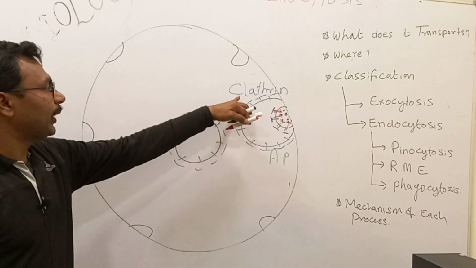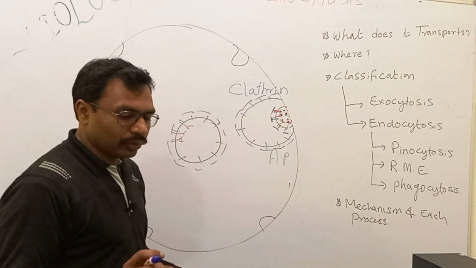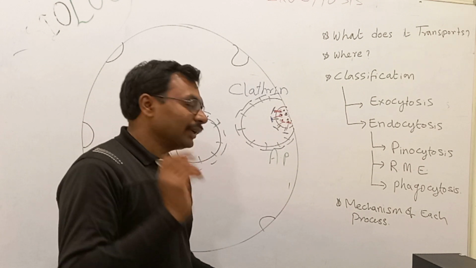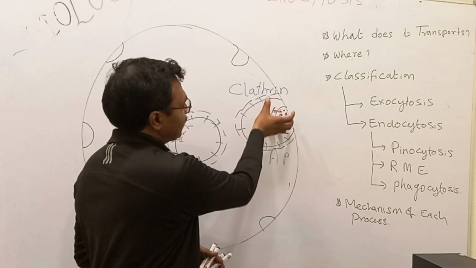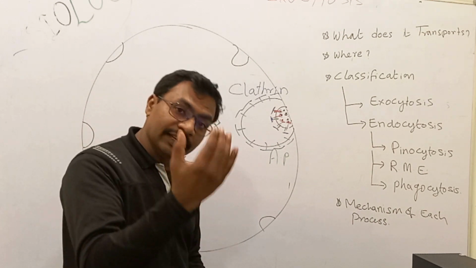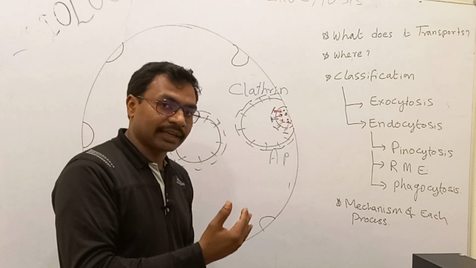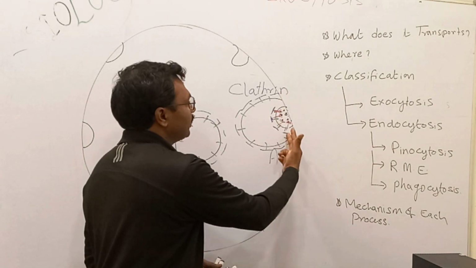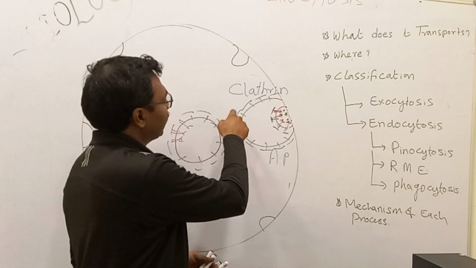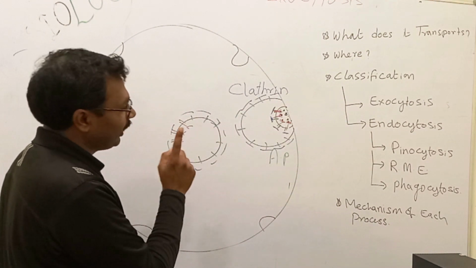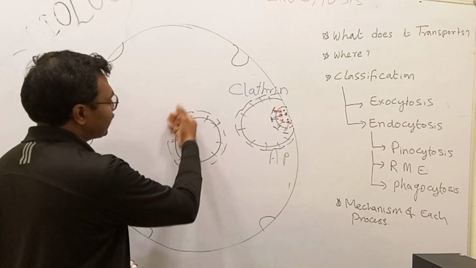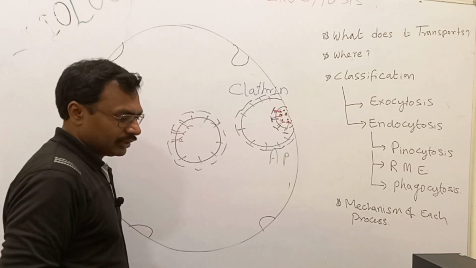Clathrin plays a very important role here. Clathrin acts as an initiator of vesicle formation, and in the stabilization and release of the vesicle from the cell membrane. The snipping off, budding off process is also initiated by clathrin. So these are the main functions of clathrin in receptor mediated endocytosis.